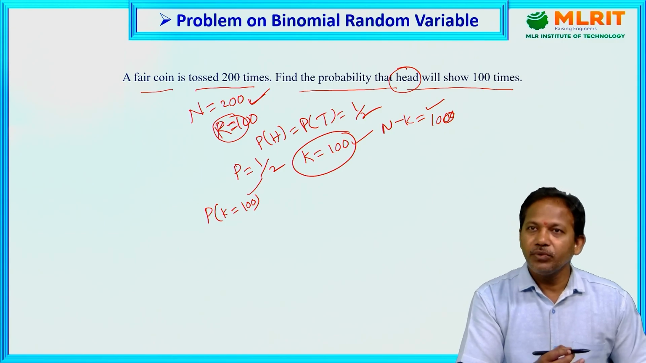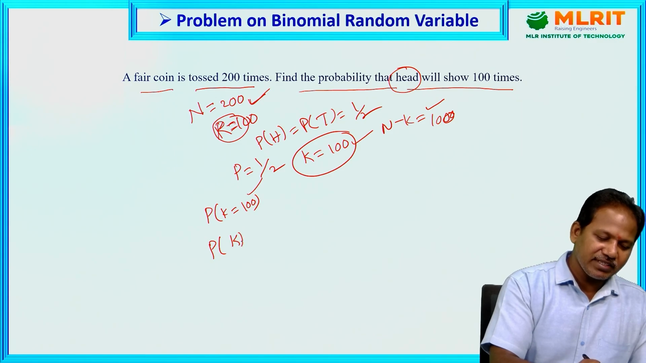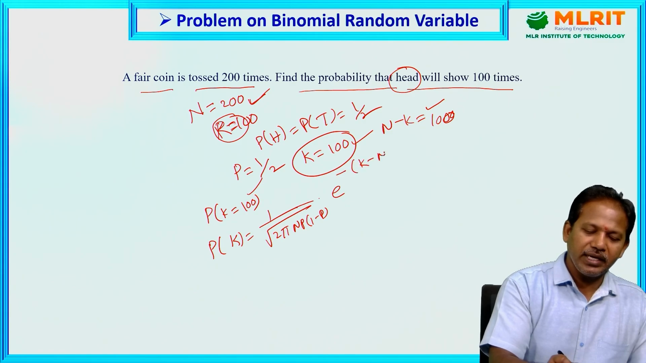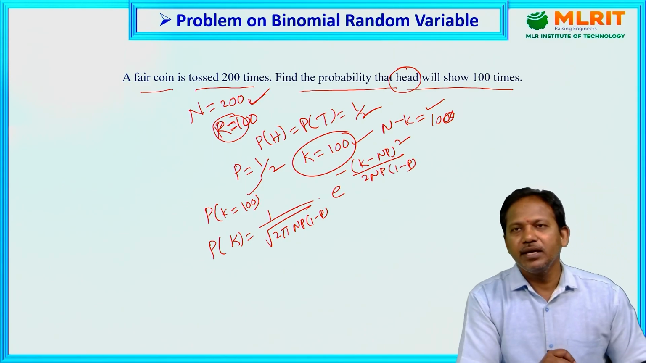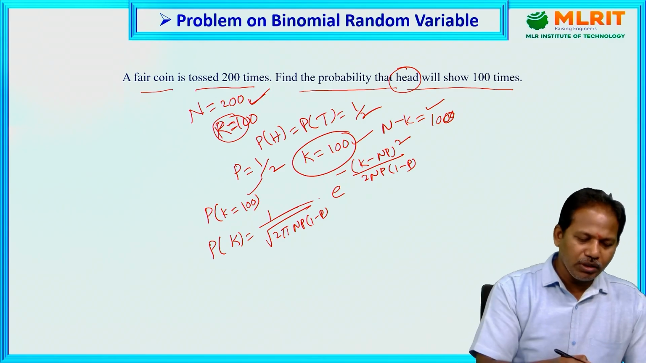That's why we use the rule we already know, the de Moivre Laplace approximation. By using that, I can write the probability of event A occurring exactly k times is equal to 1 by square root of 2 pi np into 1 minus p, into e power minus of k minus np whole square by 2 np into 1 minus p. So, this is the de Moivre Laplace approximation. Now, I need to substitute all these values in this.